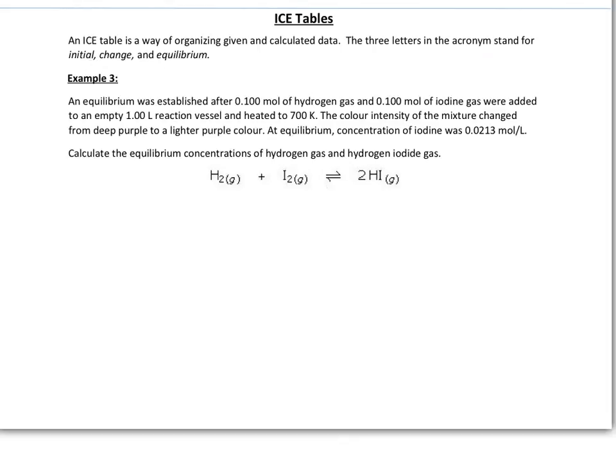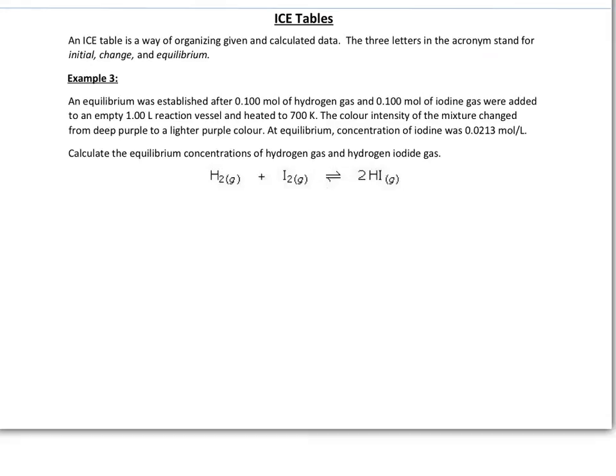An ICE table is a way of organizing given and calculated data. The three letters in the acronym stand for initial concentration, change in concentration, and equilibrium concentration. The best way to learn how to utilize an ICE table is to go through an example.